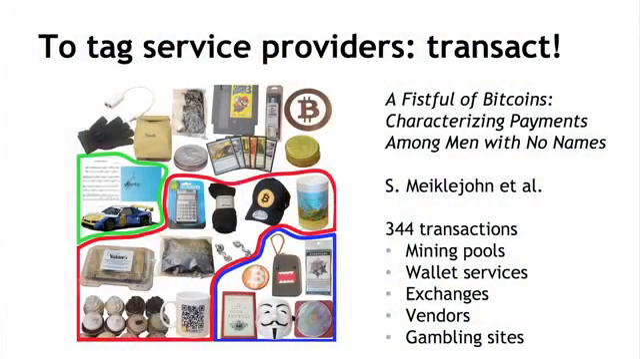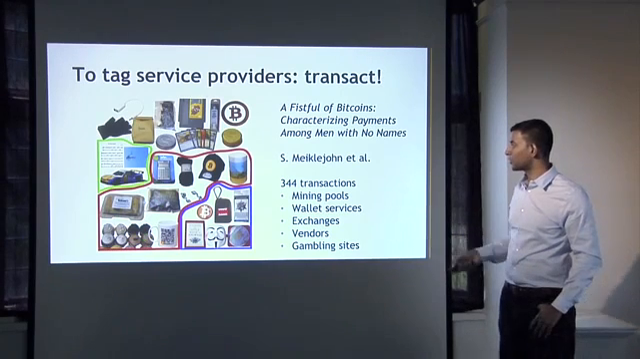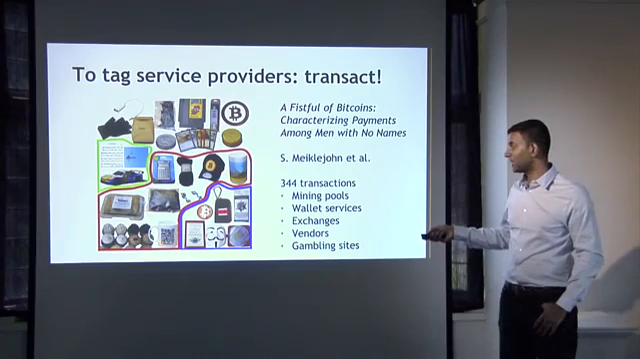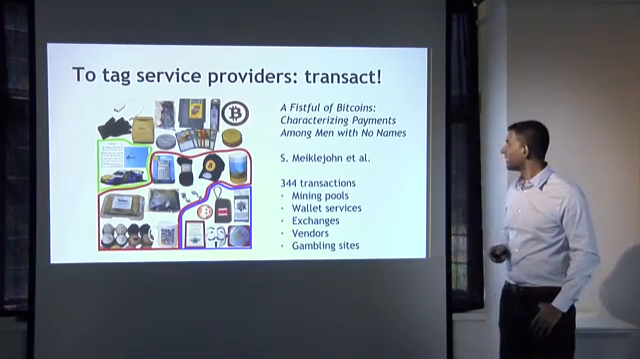So what's the way around this? Well, the only way to reliably infer addresses that are associated with a service provider is to actually transact with that service provider, which is exactly what the authors did. They went ahead and bought a variety of things and interacted in a variety of other ways with a bunch of service providers, comprising 344 transactions in all. Mining pools, wallet services, exchanges, various merchants, even gambling sites, and so on. And they got a bunch of cool things to show for their efforts, and Mickeljohn informs me that in fact the cupcakes were really good.